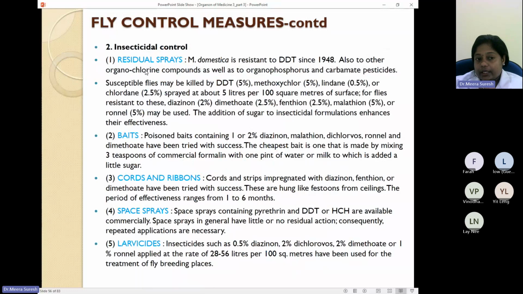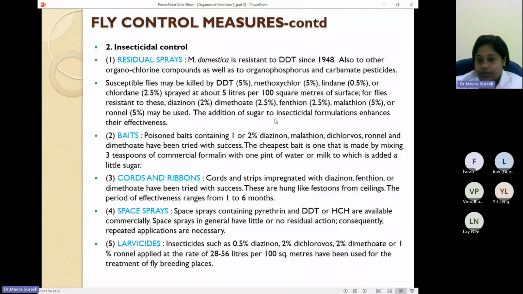For insecticidal control, we can use residual sprays. Musca domestica has been resistant to DDT since 1948, so it is better to go for other organochlorine compounds, organophosphorus and carbamate. For susceptible flies, we can use DDT 5%, and many things are given with their percentage and concentration to be used. I don't want you to study all this by heart, but these are the chemicals that could be used. When writing for the exam, I don't want the percentage, but at least a few examples. One or two examples will do.